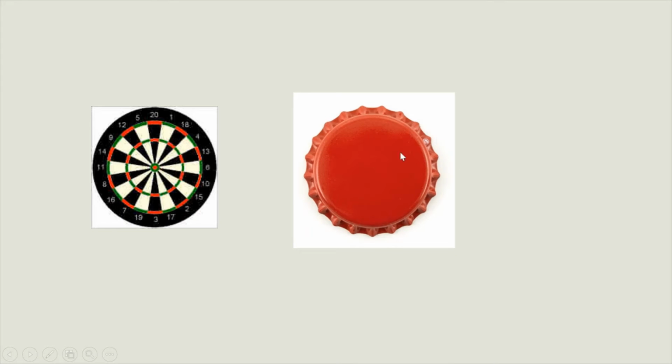Here are some real-life examples. The spin wheel. The point here marks the exact center of the spin wheel. A bottle cap is another example of a point. Also, a button is another example of a point.